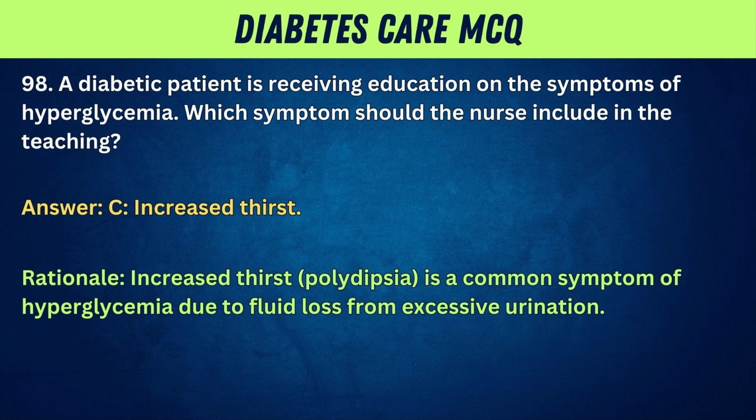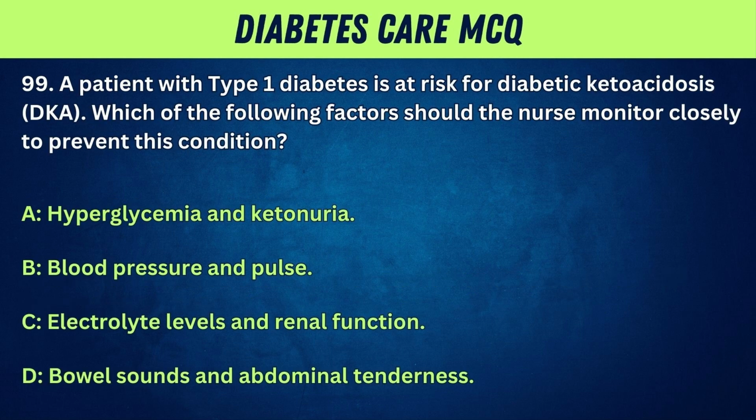Increased thirst. Rationale: increased thirst, polydipsia, is a common symptom of hyperglycemia due to fluid loss from excessive urination. 99. A patient with type 1 diabetes is at risk for diabetic ketoacidosis, DKA.